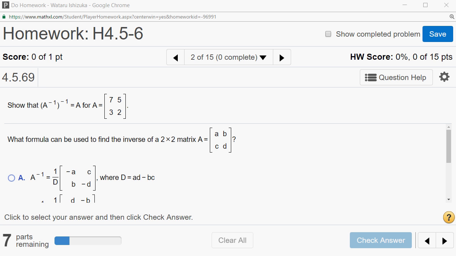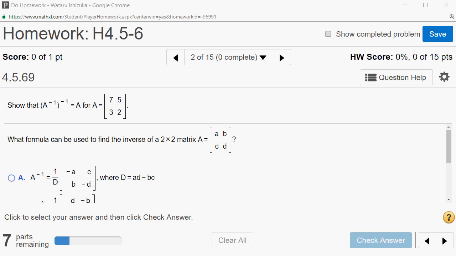Alright, let's look at homework 4.5, 4.6, problem number 2. We want to show that the inverse of the inverse of a matrix A is actually the original A matrix. What formula can be used to find the inverse of a 2 by 2 matrix?